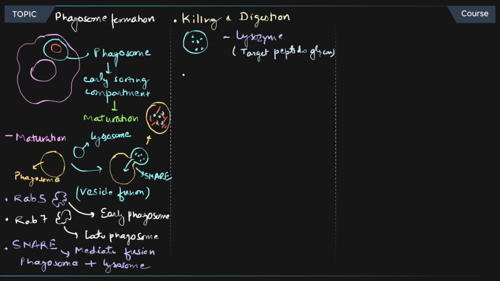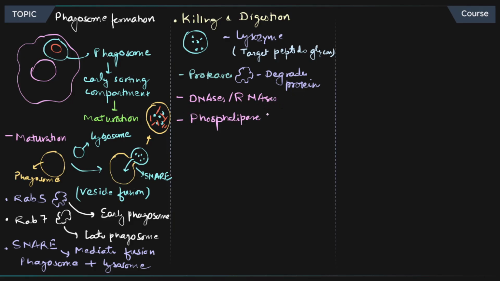So lysozyme is present inside the lysosome. You have proteases also. These are the enzymes that will degrade proteins. Let me write it down. Degrade proteins. You have enzymes that can degrade DNA, so DNases, RNases will be there. These enzymes can degrade the genetic material. Then you have phospholipase A2, a very, very important enzyme that can lyse membranes, right?